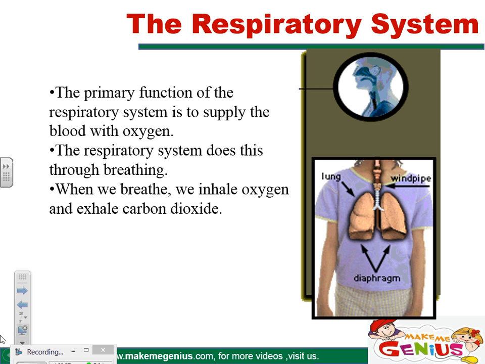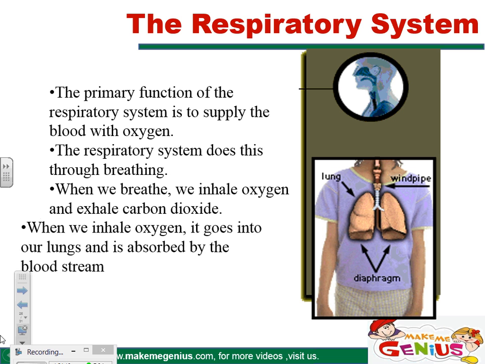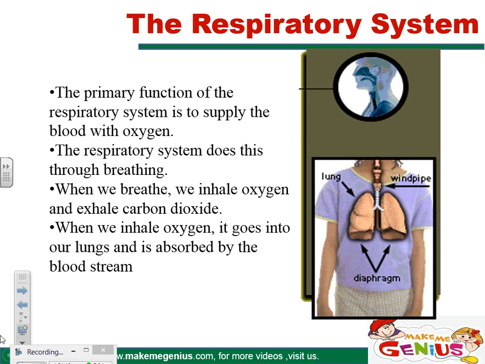When we breathe, take a deep breath in. We already learned we breathe in oxygen. Take a deep breath out. And we breathe out carbon dioxide. And what uses it? The tree. And what gives us our oxygen? The tree, the plant. When we inhale oxygen, it goes to our lungs, and our bloodstream then carries that oxygen throughout the rest of the body.